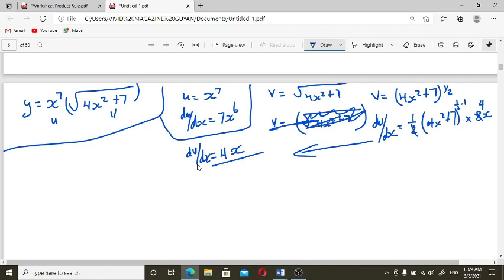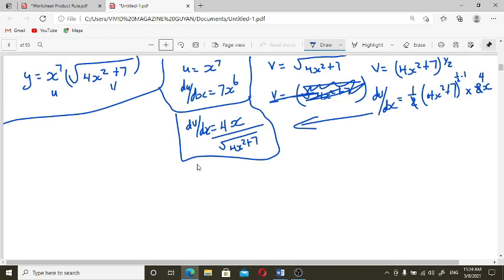So dv/dx is equal to 4x being divided by the root of 4x squared plus 7. I don't think I need to explain that part here, because remember the power of course goes down, and since 4x is going to be in the numerator area, it just goes above. So the u dv/dx plus the v du/dx.